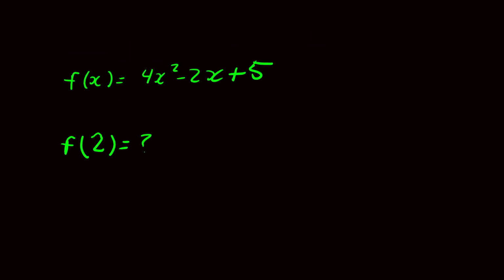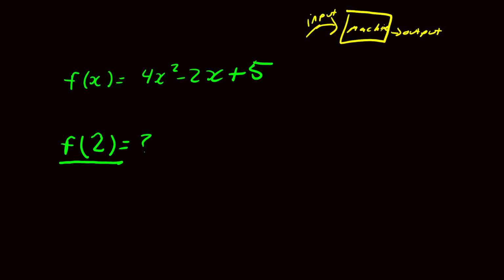So, here we go. The first thing we need to know is how functions even work, right? So, f of x equals 4x squared minus 2x plus 5. Well, a function is just like a machine, right? You give it an input, and it spits out an output. Okay, so that's all a function is. So, what does that even mean? Well, we're trying to find f of 2.